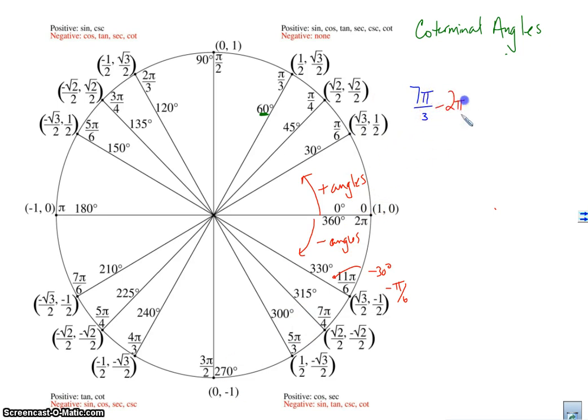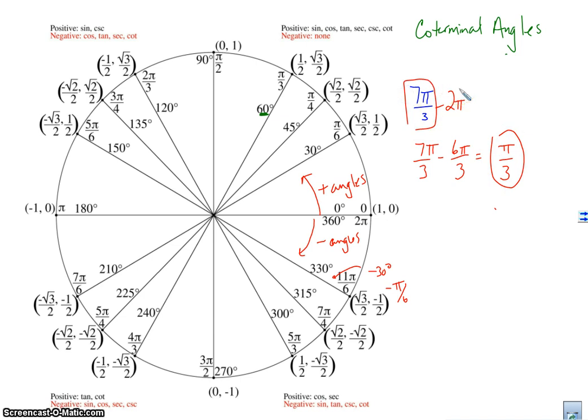Subtract 2 pi. And for 2 pi, we're going to need a common denominator, right? So that's 6 pi over 3. And 7 pi minus 6 pi is 1 pi, so we get pi over 3. And that is our coterminal angle with 7 pi over 3. All right, so it's the same thing. If it's bigger, we're going to subtract 2 pi.